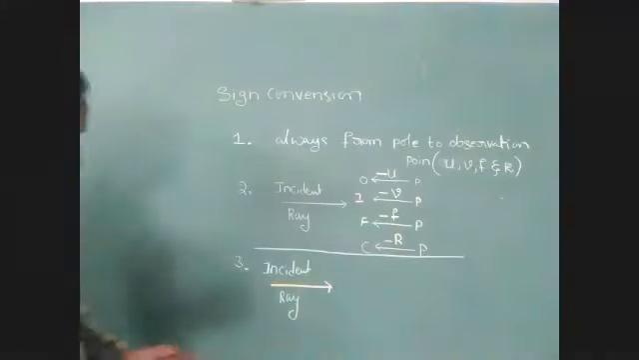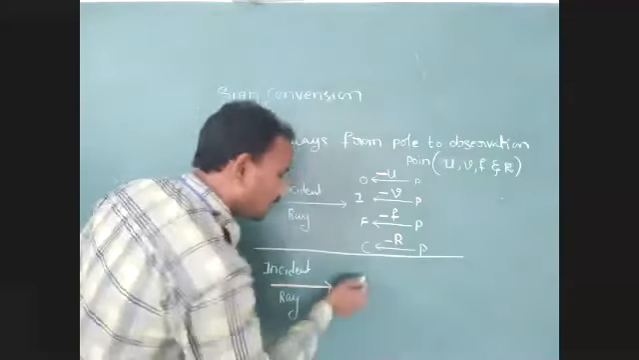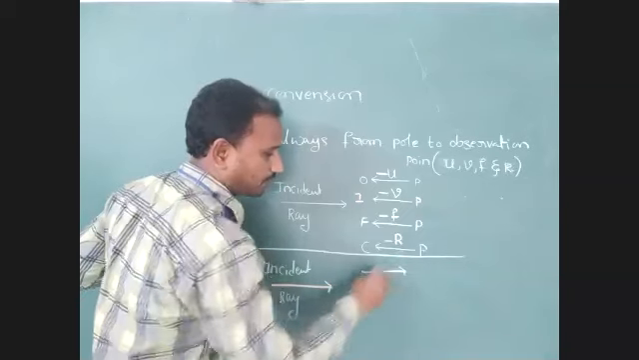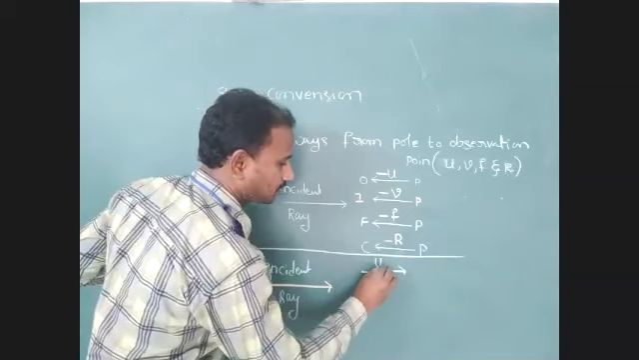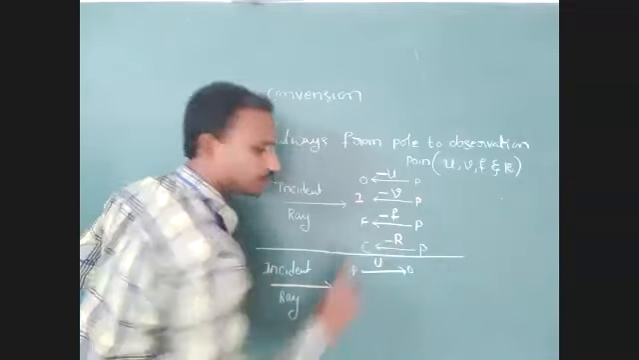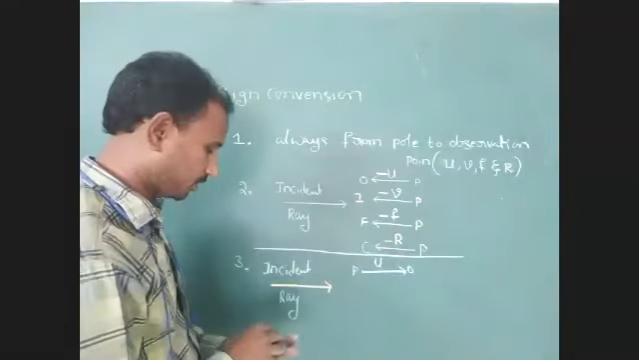This incident ray. Now identify the direction of object distance. The direction of object distance is from the pole to the object position point.